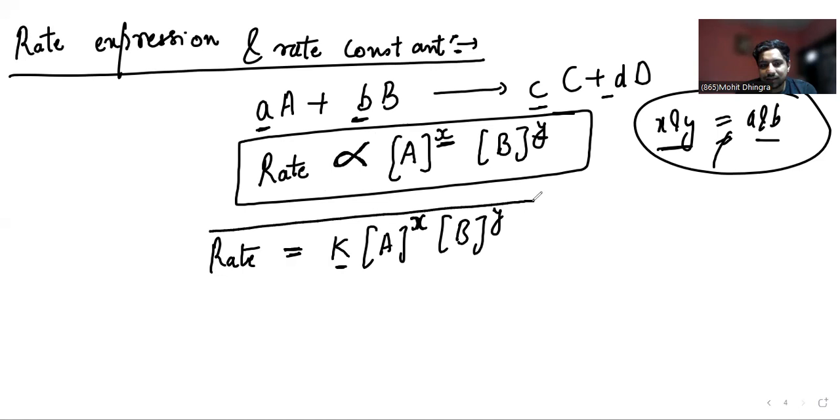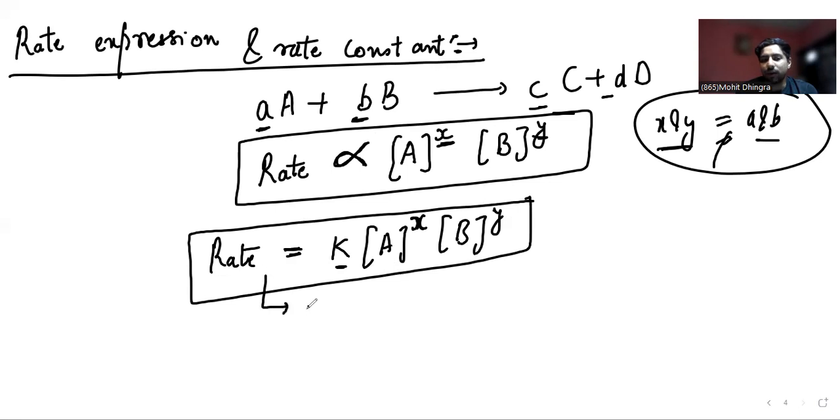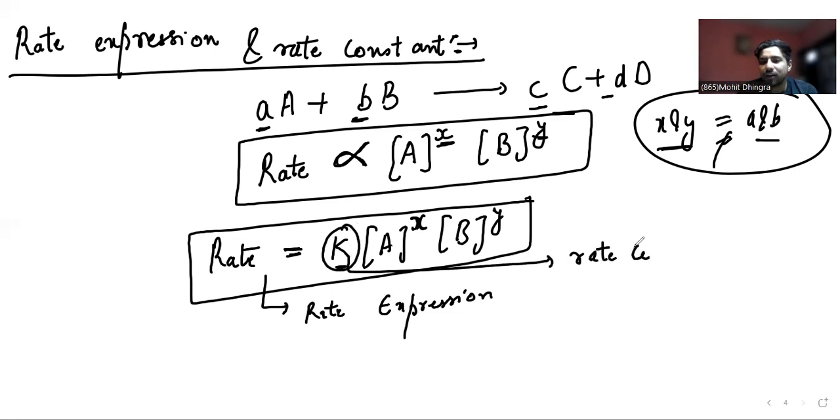Representing the rate in this way, when we are taking the exponents of A and B, is called the rate expression. The way of writing this is called the rate expression actually. And this constant that we are using over here, k, is the rate constant. The way to write this expression is rate is equal to k A to the power x and B to the power y, where x and y can be equal to a and b or cannot be, which are the stoichiometric constants. The way to write the reaction is the rate expression.